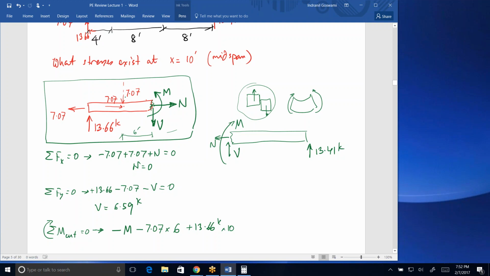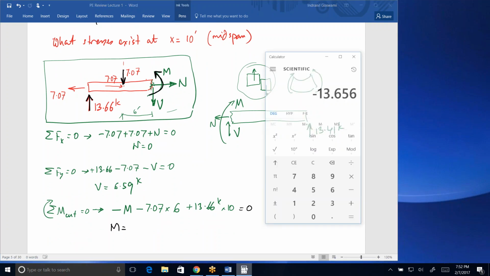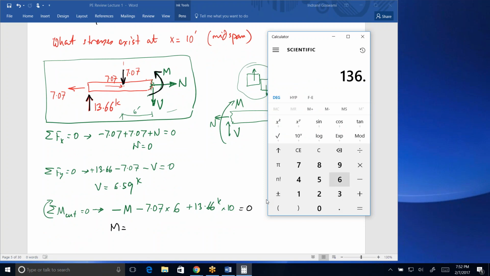So again, if you take an inventory, you won't miss anything. In other words, you look at it and you say, the only ones that I need to take moments of are this 7.07 over here, and this 13.66 over here, and of course, the couple that exists right there. Those are the three terms that should be in your equation, and those are the three terms that are here. It is equal to 0, and that will give you M is equal to 136 minus 42.4.